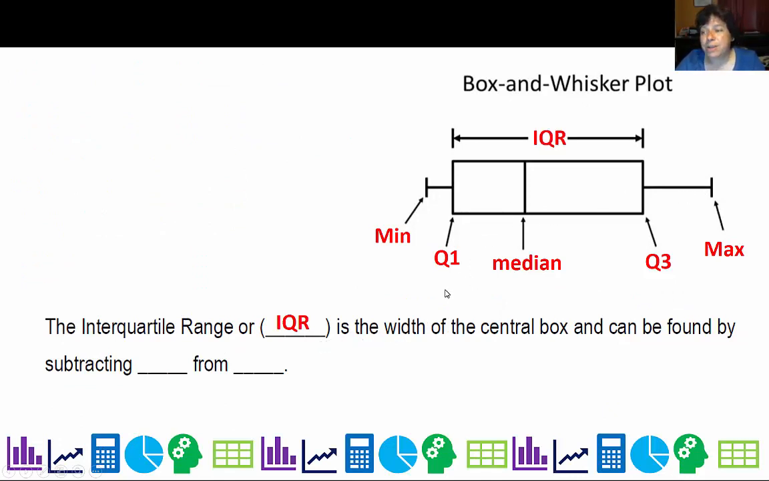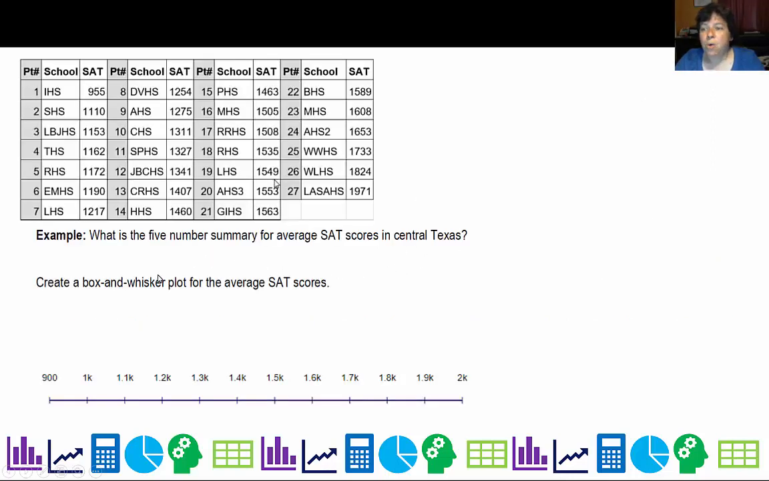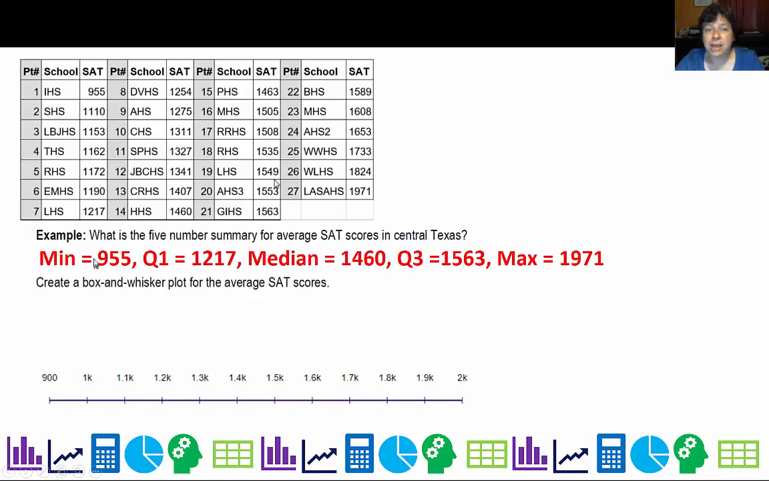And you can find it by subtracting Q1 here from Q3. All right, so let's go ahead and we're going to make our own box plot. First of all, we need to find the 5-number summary. So what is the 5-number summary for the SAT scores we were just dealing with? 955, 1217, 1460, 1563, and 1971.